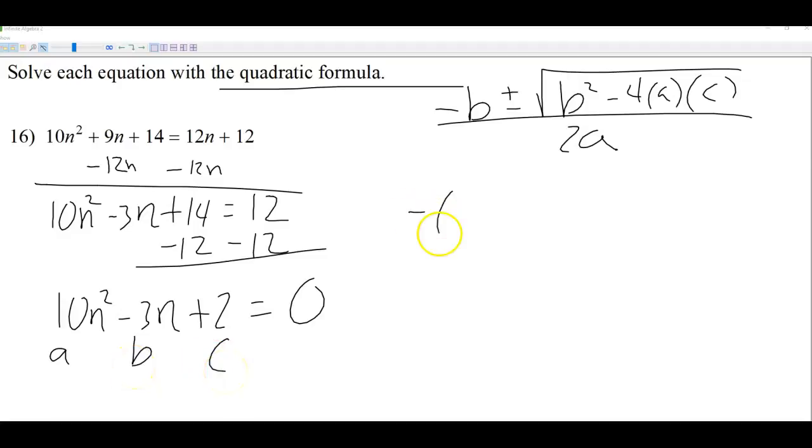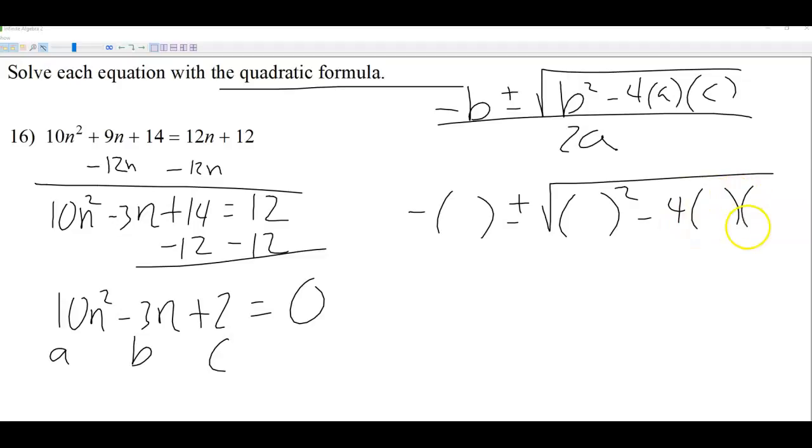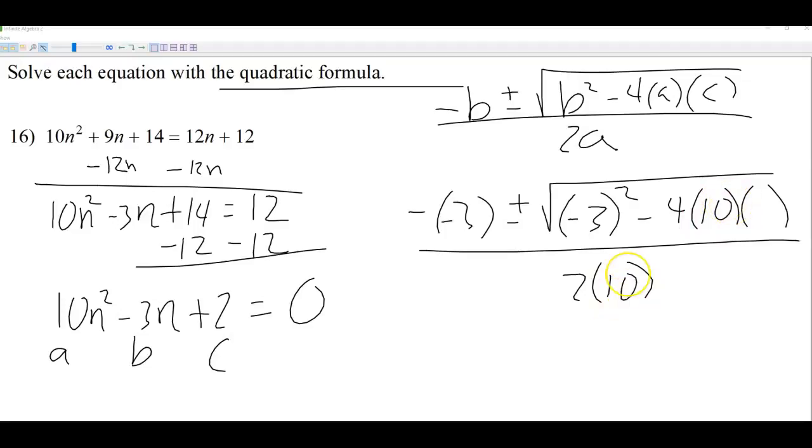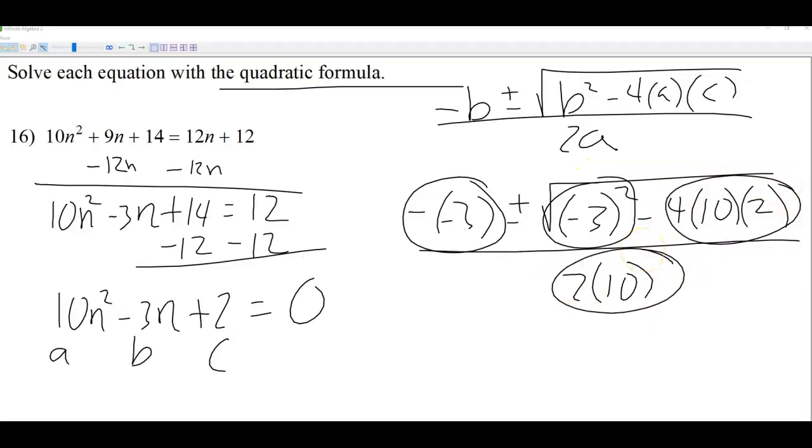So let's begin. I like to start by rewriting the formula, but with parentheses in place of the variables. And then I like to plug them in. So the b goes in the first 2 spots. The a goes next and also on the bottom. And then finally, the c comes last. When I simplify these, I simplify the following 4 groups of numbers. So the first one, negative negative 3, is just positive 3.